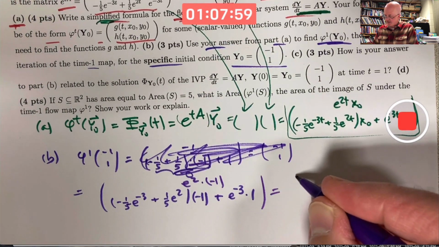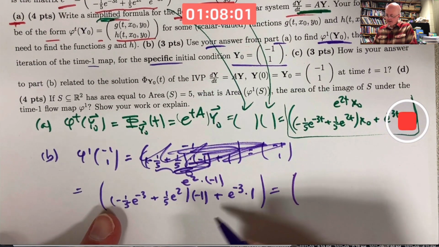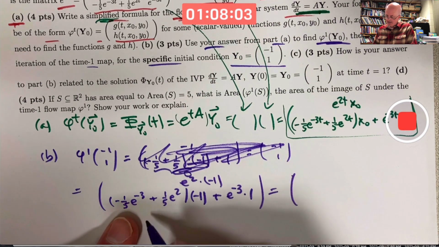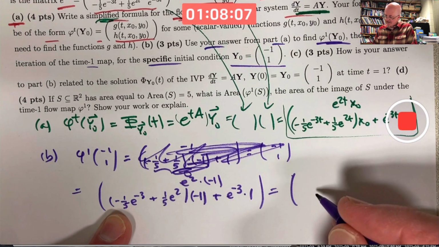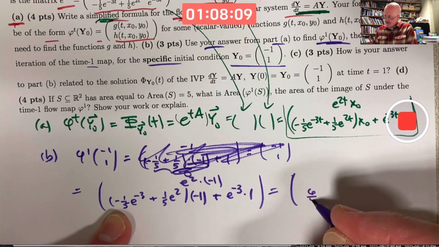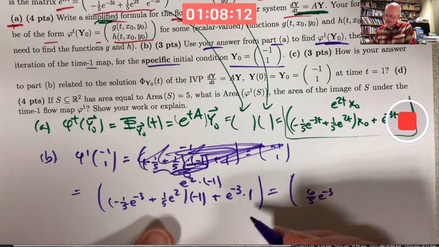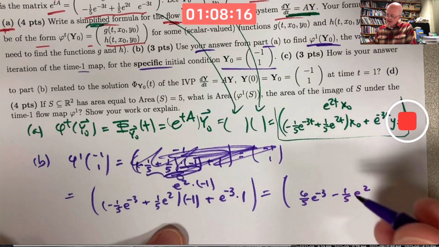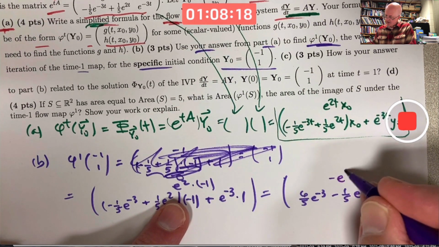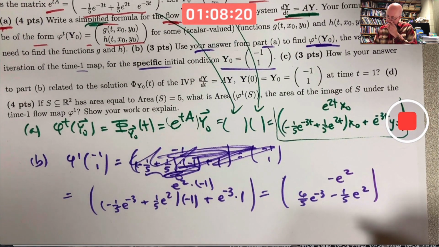Okay, yeah, we can simplify this a little bit. Combine the e to the negative 3 terms. I got a positive 1/5 from this one and a positive 1. Looks like positive 6/5 e to the negative 3, and then a minus 1/5 e to the positive 2. And then this one's just a minus e squared. Okay?